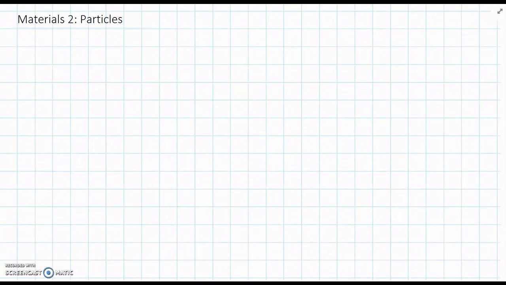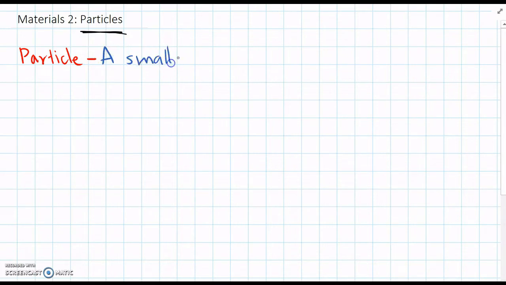Alright, so we've looked at how to describe materials using their properties, but we also now need to take a closer look at what is inside a material. And what scientists have discovered is that all materials are made up of particles. And we can describe a particle as basically any small object.